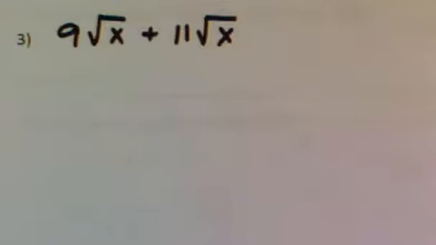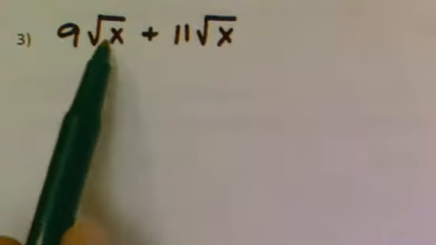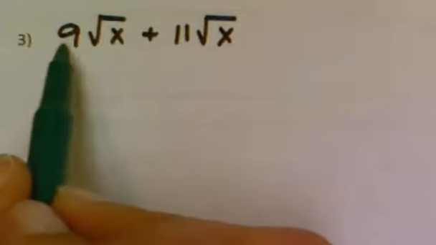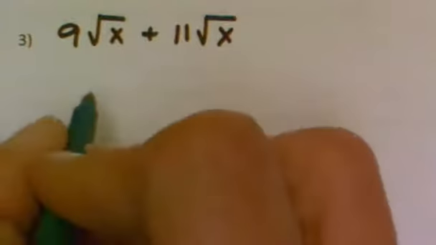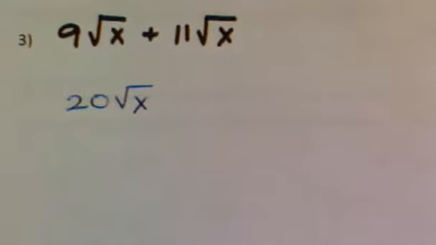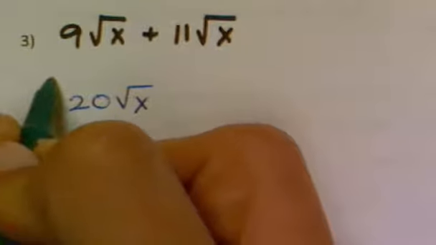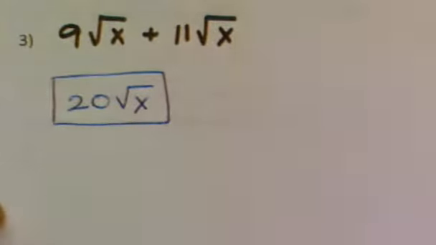Okay, our next example is very similar. We just now have a variable in the radical instead of, say, a root 7 or a root 2, but we'll work the same way. We'll combine our outside numbers, 9 plus 11, to get 20, and then keep your root x. Just like a regular x would be, we wouldn't change it. We're not changing the root x. So you're only adding or subtracting the coefficients.